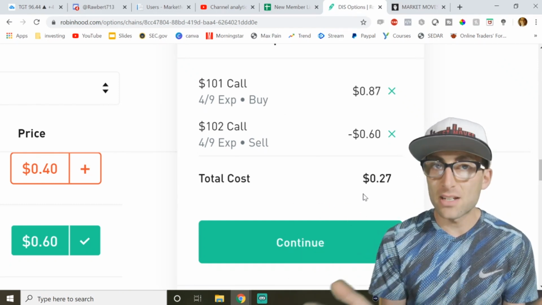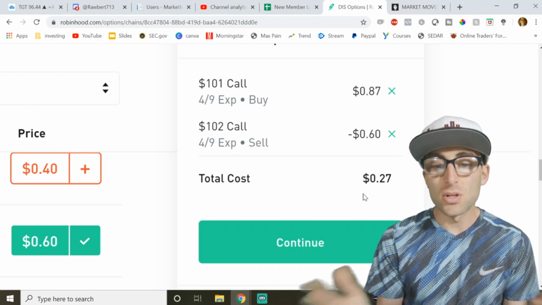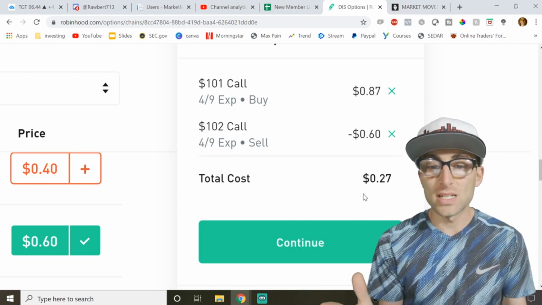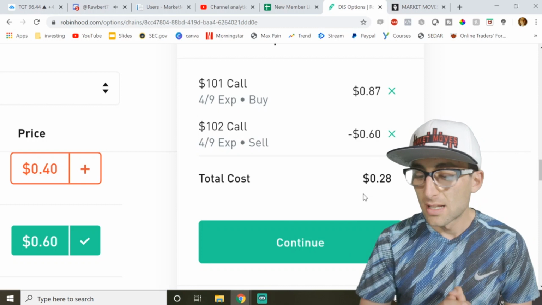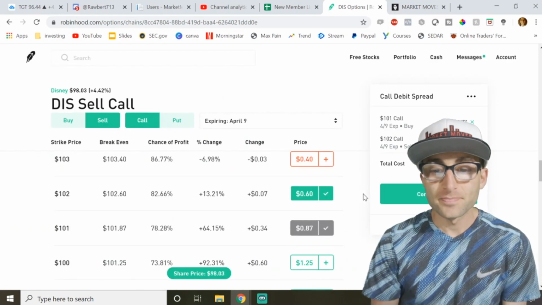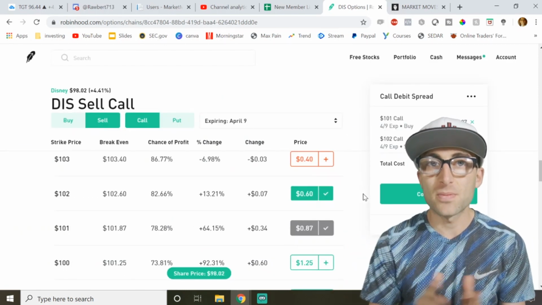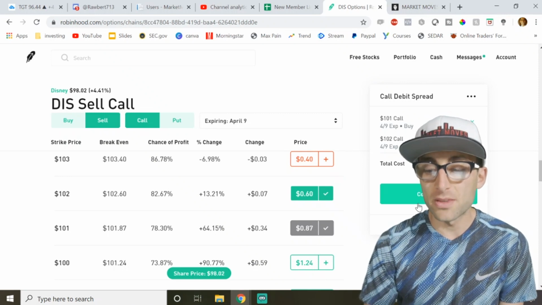So the max you're risking in this trade is 30. The most you can make is the difference, so 100 minus 30, which is about $70. So that's a call debit spread. That's when you're feeling bullish about the market.